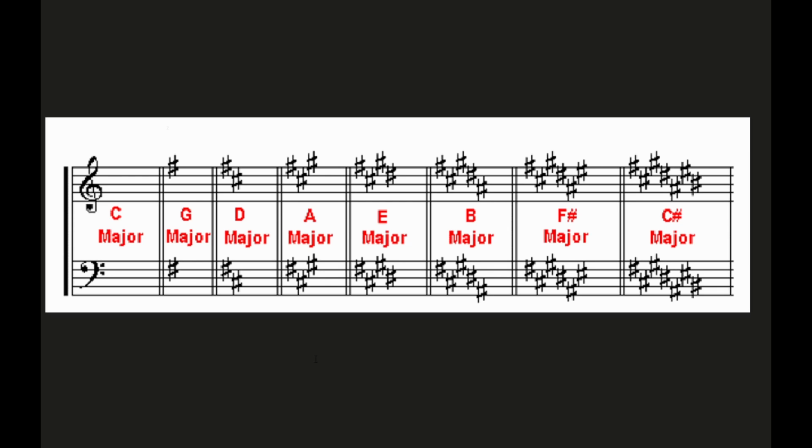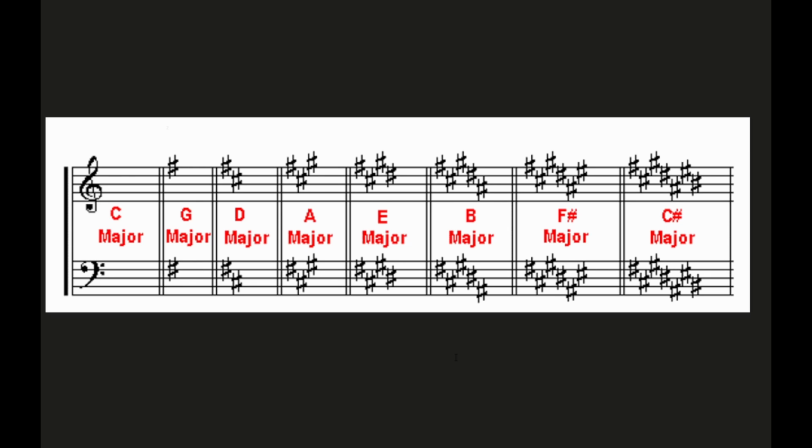We have C major, G major, D major, A major, E major, B major, F sharp major, and C sharp major. Now you can look at the staff, which is indicated right here, and we can look at these notes right here. And these sharps indicate which notes will receive sharps when you're playing whatever piece you're playing.